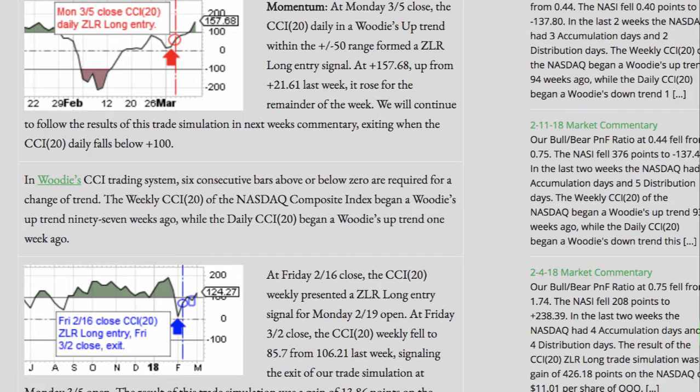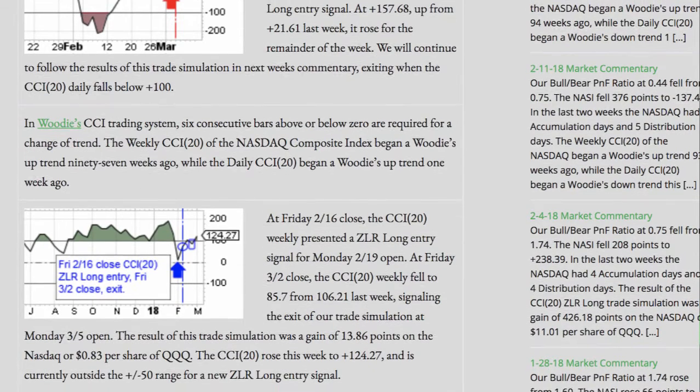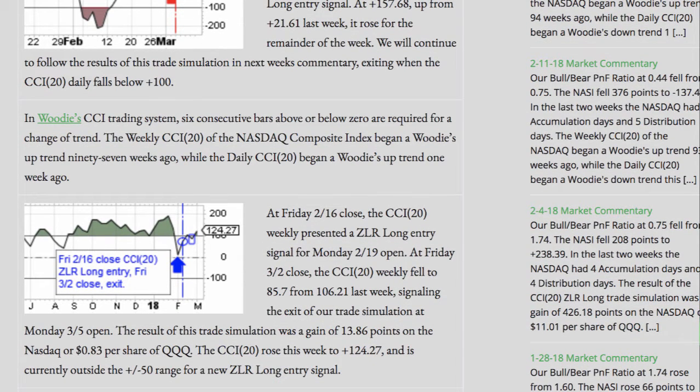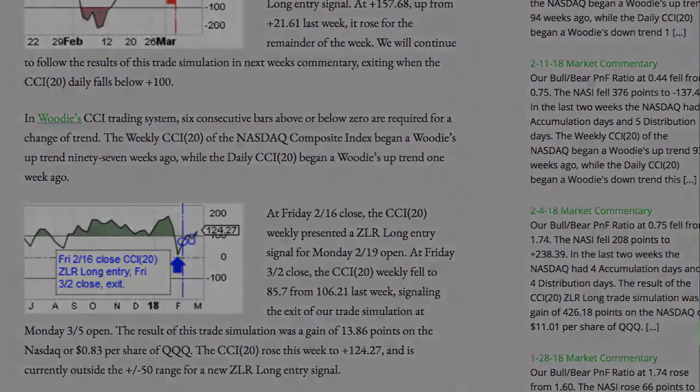At Friday 3/2 close, the CCI 20 weekly fell to 85.7 from 106.21 last week, signaling the exit of our trade simulation at Monday 3/5 open. The result of this trade simulation was a gain of 13.86 points on the Nasdaq, or 83 cents per share of QQQ. The CCI 20 rose this week to a positive 124.27 and is currently outside the plus or minus 50 range for a new zero-line reject long entry signal.